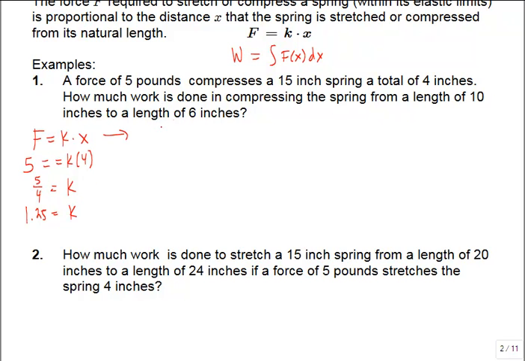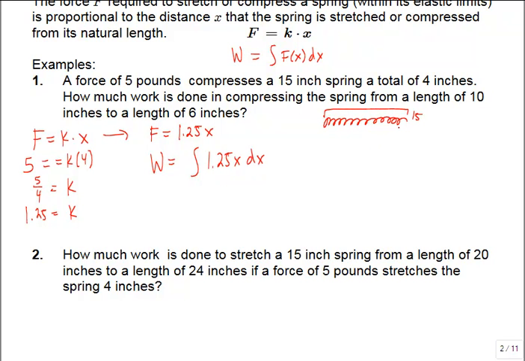So that makes this force function become 1.25 times x. For this particular spring, this is the force function on it. So to calculate the amount of work it takes to stretch or compress it, we're going to need to integrate this force function times dx. Now we need some bounds on here, so let's continue to read here. It says how much work is done in compressing this spring from a length of 10 inches to a length of 6 inches. So this is where that initial or natural length of the spring comes into play. Initially, this spring is a 15-inch spring. So it's going to look something like this.